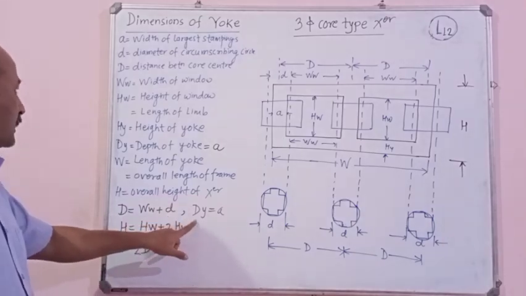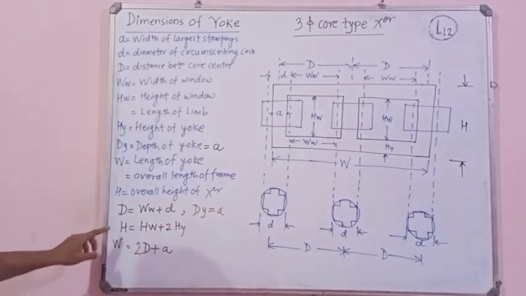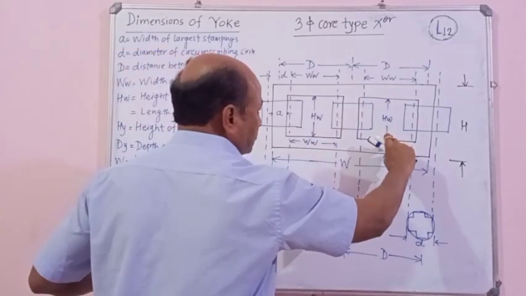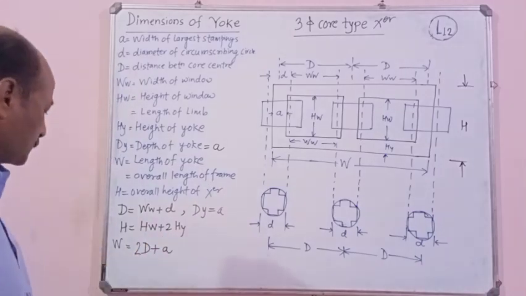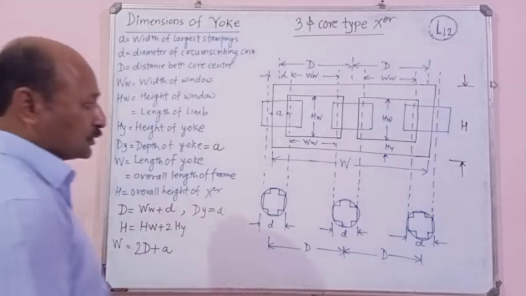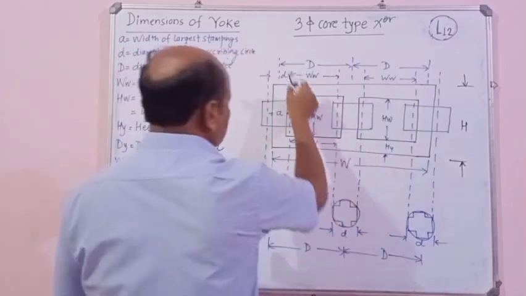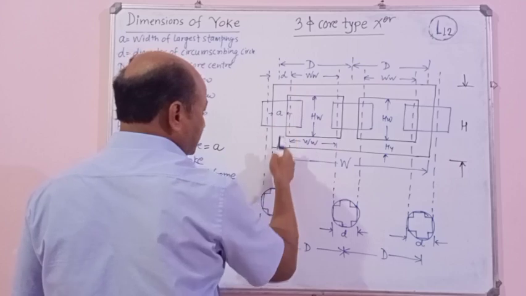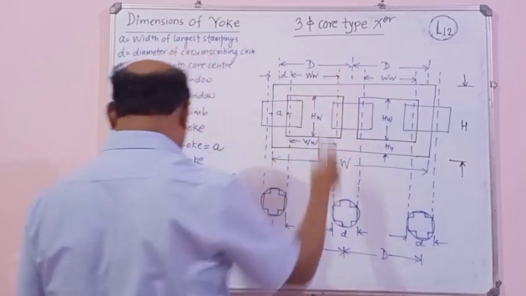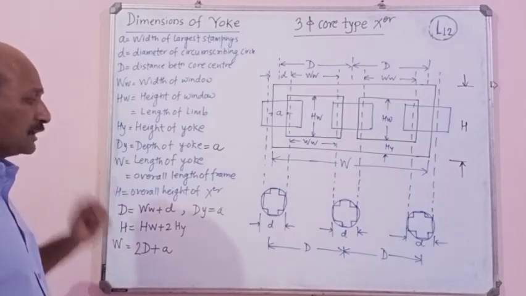Then the depth of the yoke is equal to the width of the largest stamping. Then capital H equals height of the window plus height of the yoke plus height of the yoke, meaning 2 times the height of the yoke. Then capital W, that is the length of the yoke or overall length of the frame. So overall length of the frame equals D plus D is measured between the half of the distance of the center core. So half of the A plus half of the A plus D, that is 2D plus A, is nothing but the overall length of the yoke, that is the overall length of the frame.